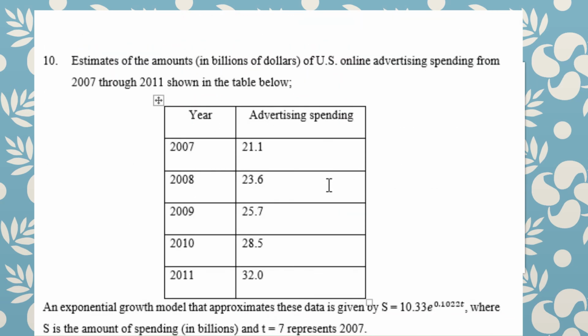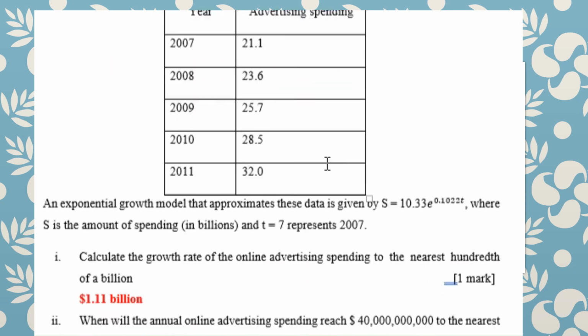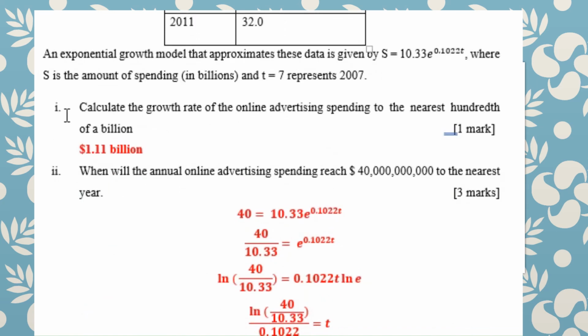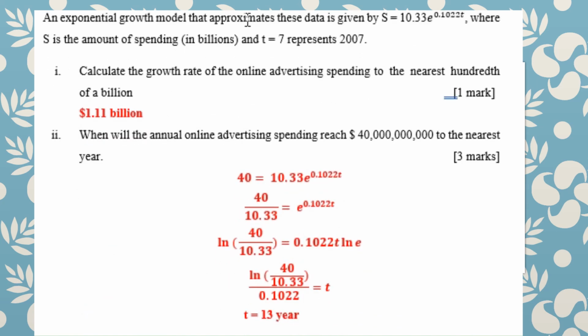All right, estimates show this table down here. So now let's look at this. An exponential growth model that actually you don't need to use the table for this because they have given you the formula here, which I've explained to you how to see the formula, right? S will be Y, K will be 10.33, that's your initial, A will be E 0.1022, and T will be time. So calculate the growth rate. What do we want? When they ask you to calculate the growth rate, they want A. What is your A? Your A is this.